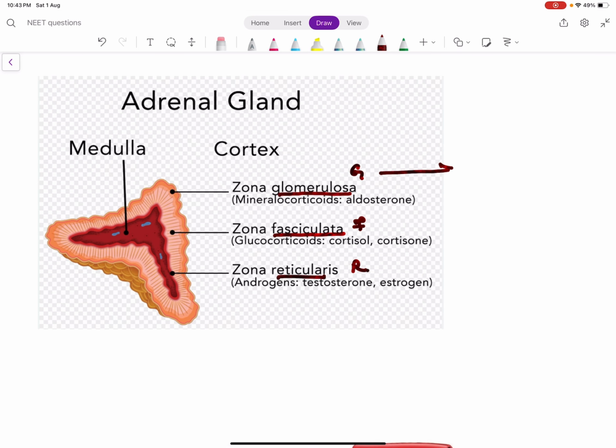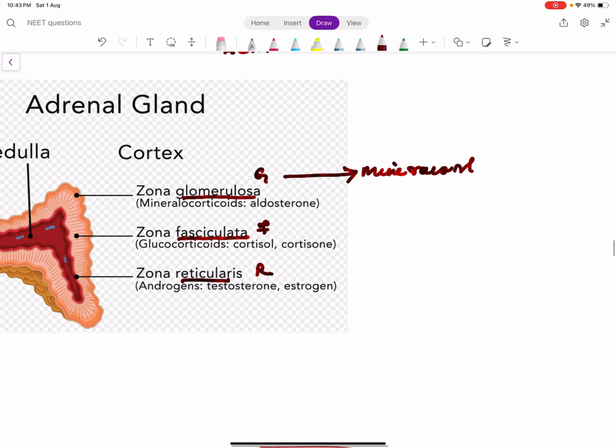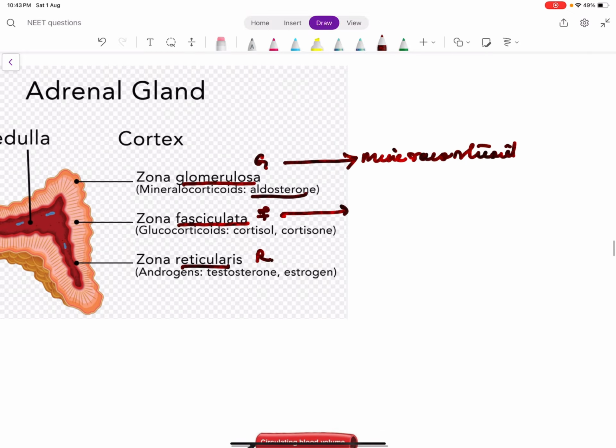What does the G, glomerulosa, secrete? G does not go well with G. So glucocorticoid actually secretes mineralocorticoid. Mineralocorticoid is aldosterone. The F, fasciculata, goes with G. So fasciculata secretes the glucocorticoids. The important glucocorticoid is cortisol. Zona reticularis secretes adrenal androgens, testosterone and estrogen.